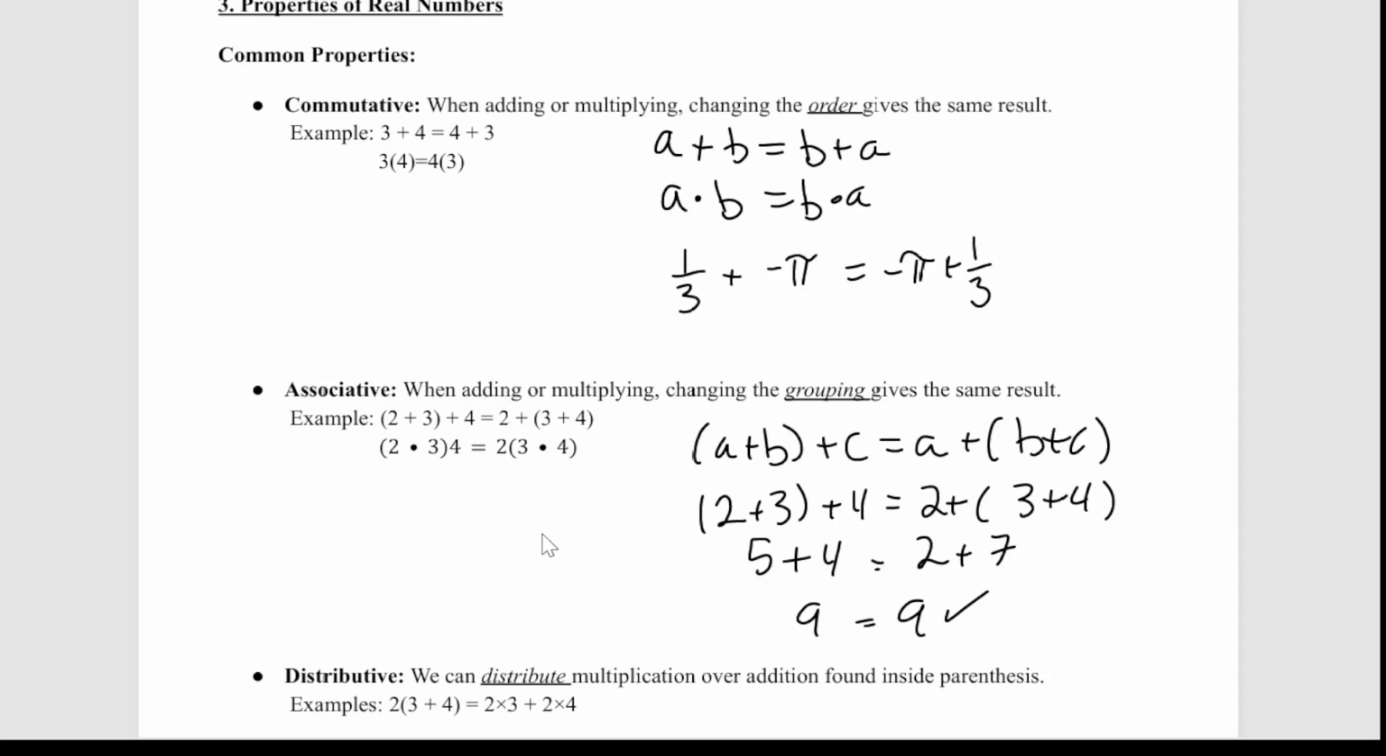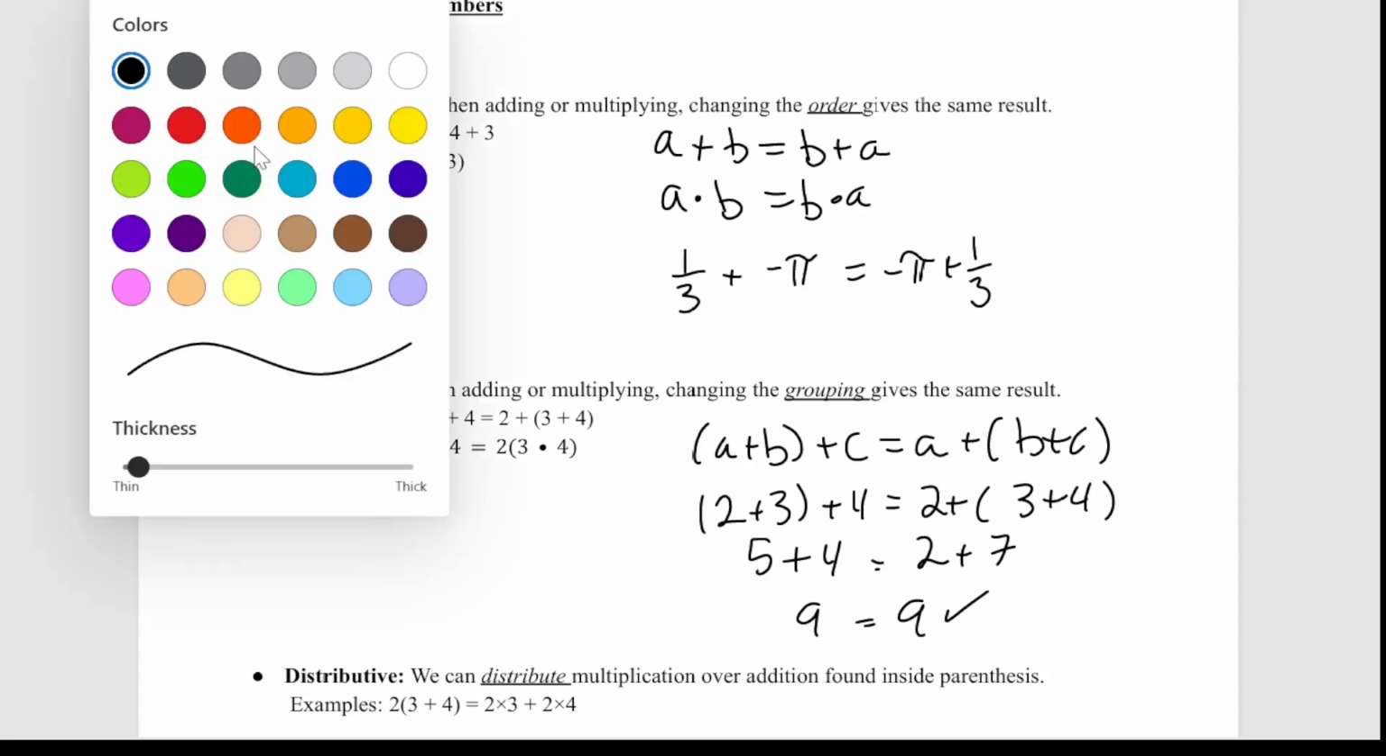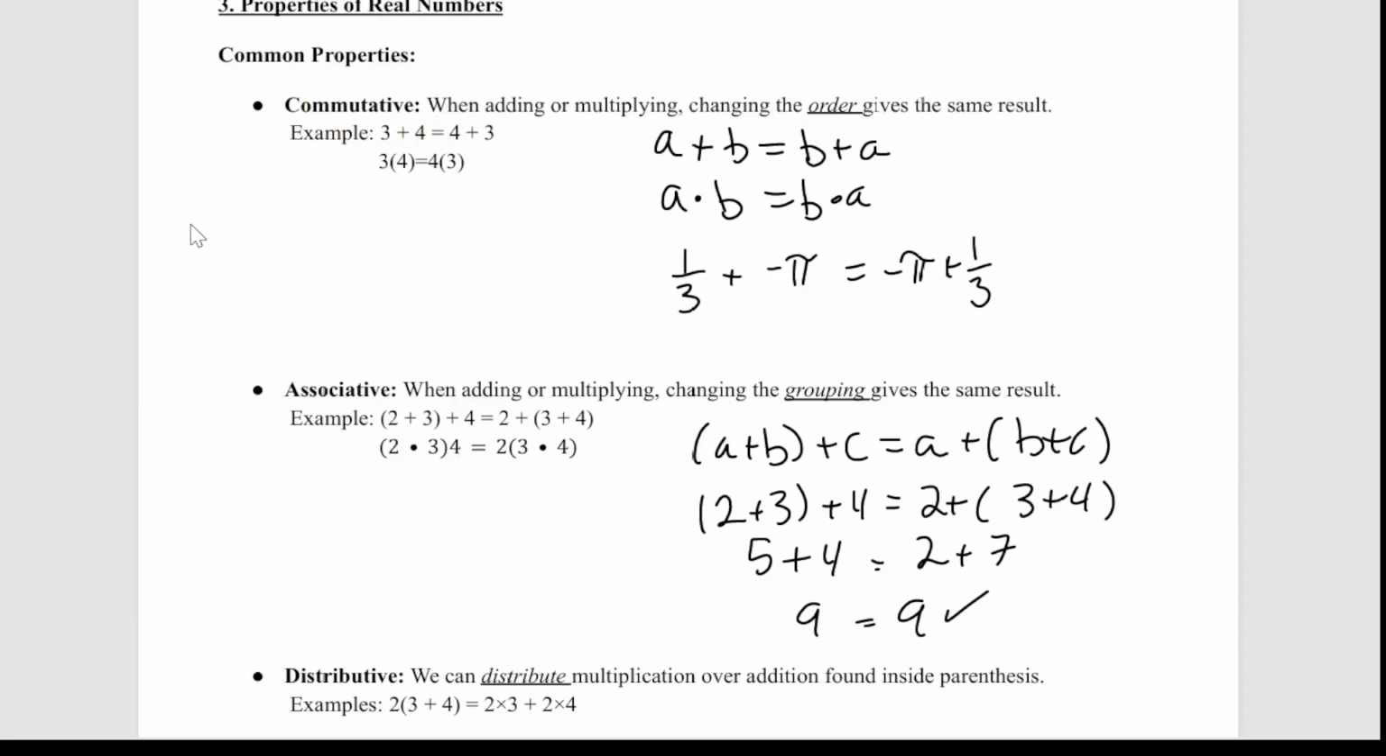Now for both commutative and associative properties, do you think that this also applies for division? I would say it does not. So for example, for the commutative property, it is not the case that 4 divided by 2 is the same thing as 2 divided by 4. Doesn't work.